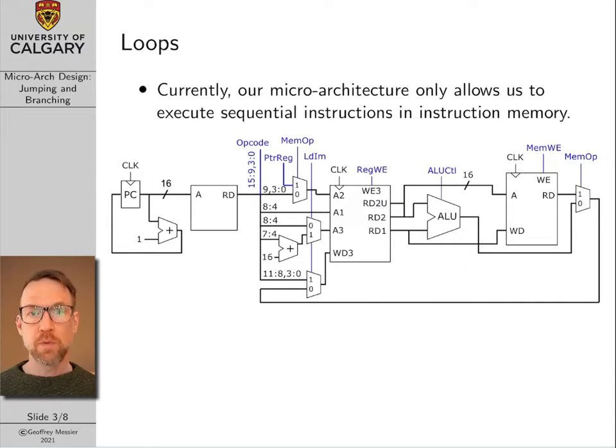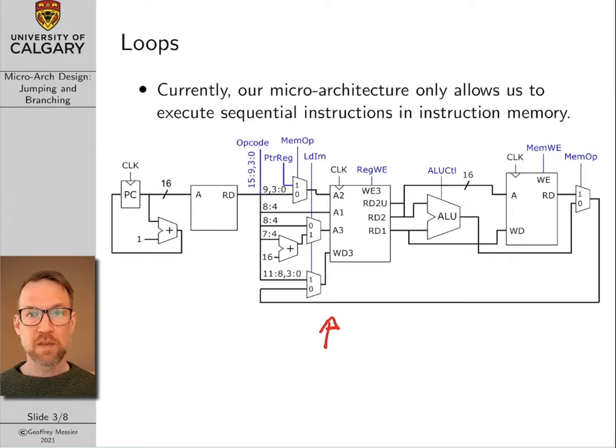The starting point for our discussion will be the microarchitecture that we left off with at the end of the previous lecture. So this is our microarchitecture as it currently stands. And we are going to modify this design to give us the ability to compare values and to potentially jump around to different locations in instruction memory based on the result of that comparison.